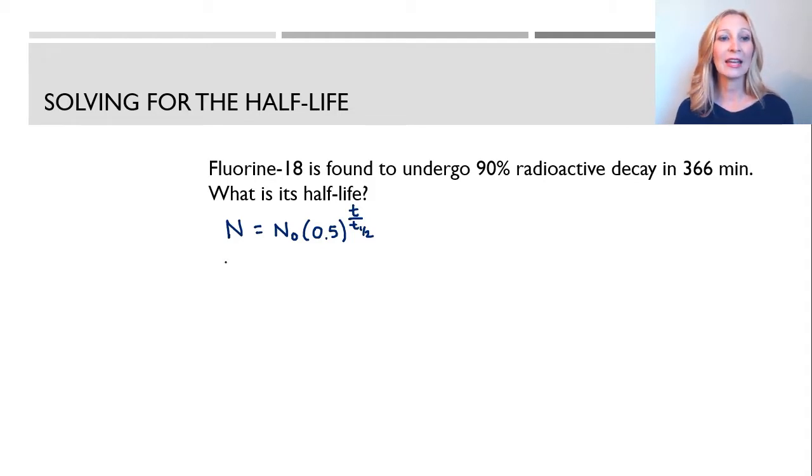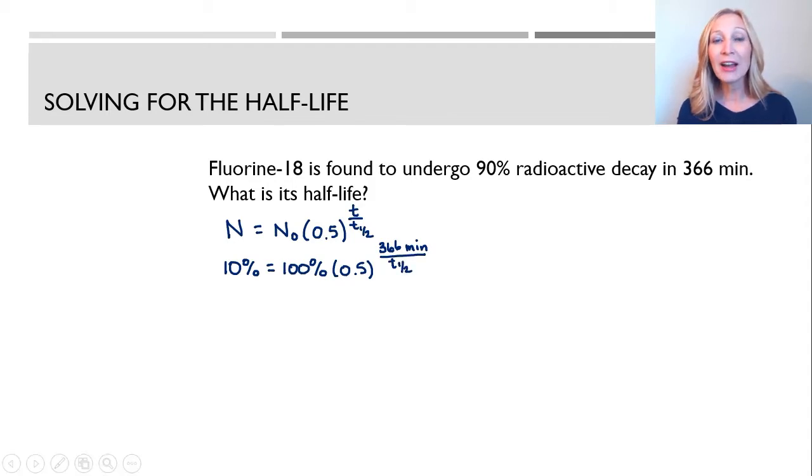So we're looking at it, and it is going to undergo 90% radioactive decay, which means that 10% will be left after 366 minutes. So I set this up, I have 10% left. I started out with 100%, remember, and then I plug in my 366 minutes, and I'm finding the T1/2. So I'm finding the half-life. So it's going to be tricky for me to find an unknown variable in an exponent. But we'll start with the easy stuff.